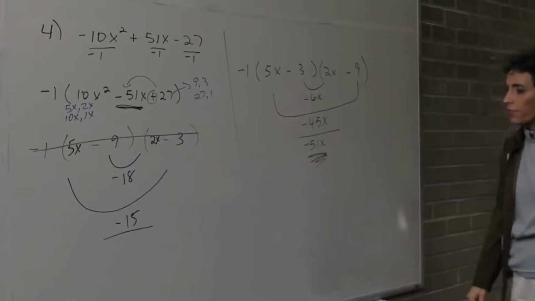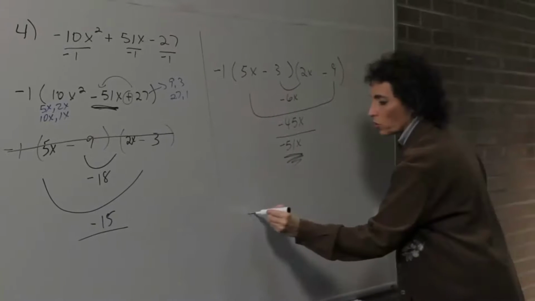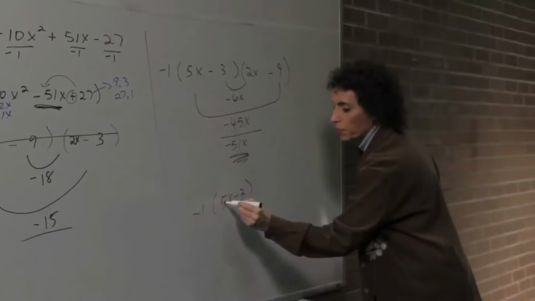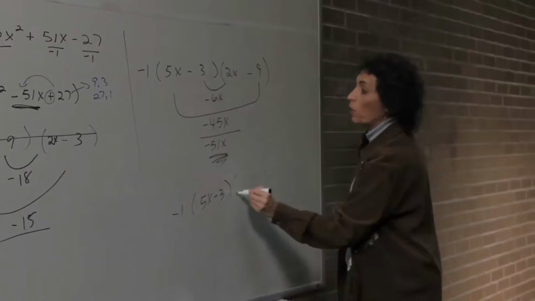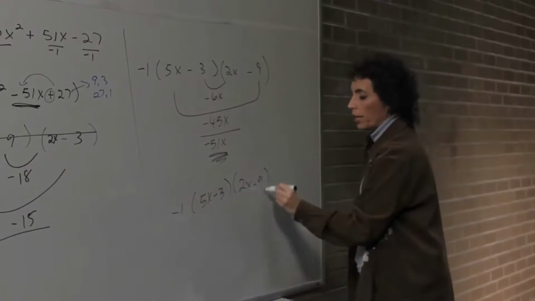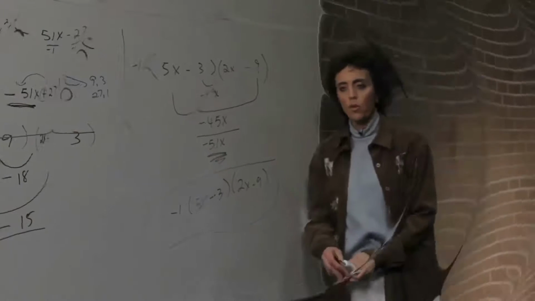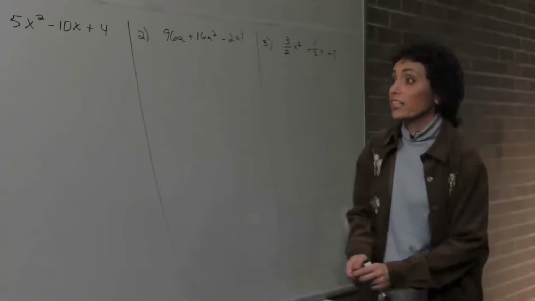So there's negative 51x. So my factors are negative 1 times the quantity 5x minus 3 times the quantity 2x minus 9, and it is a done deal. That's it. So that's number 4. All right, let's take a look at these examples.